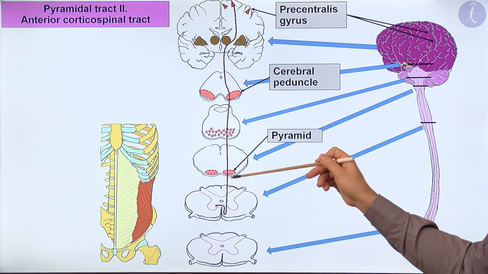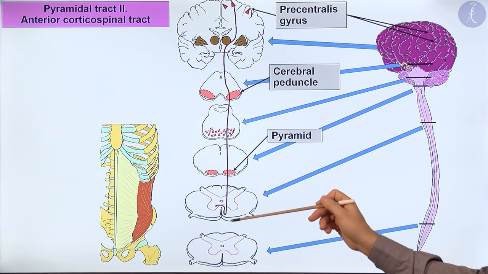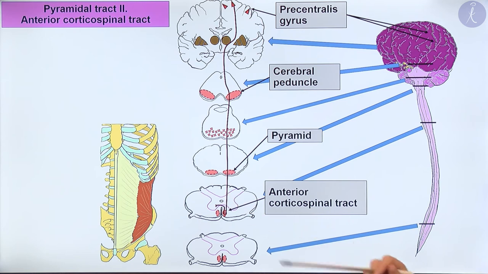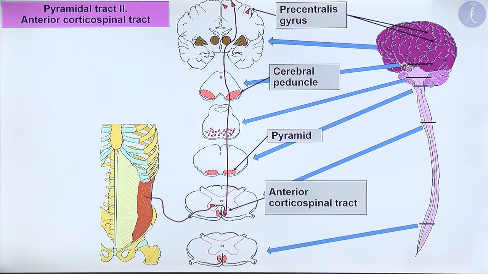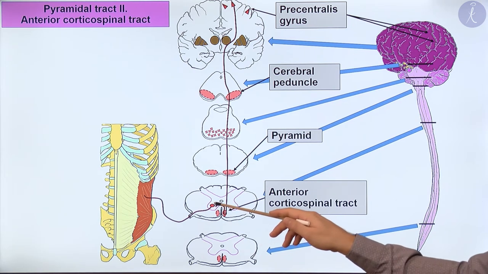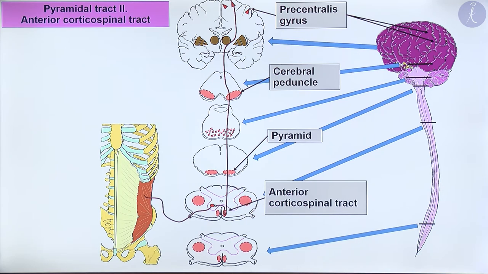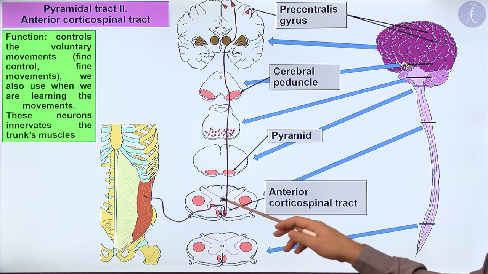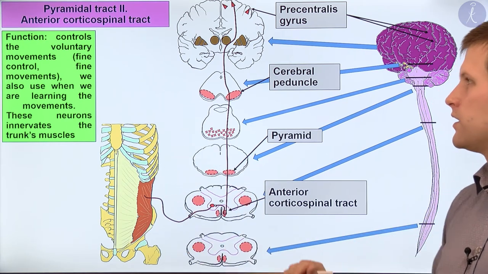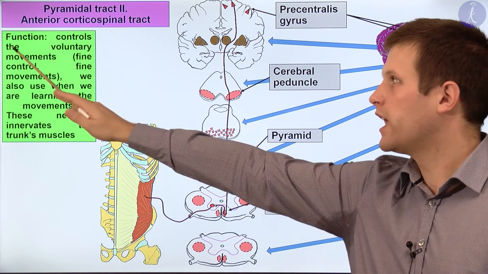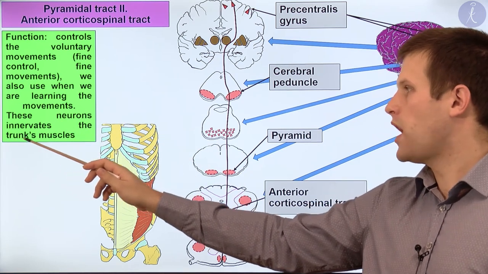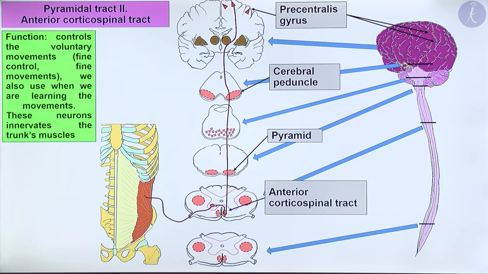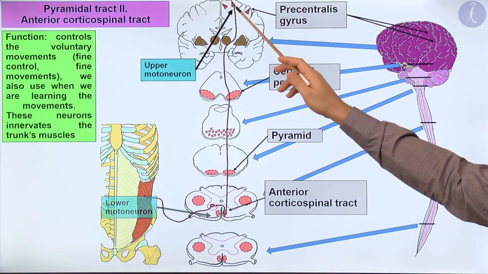Instead, it descends until the target neuron level, and there it crosses via the anterior white commissure and terminates its fibers on the lower motor neuron. These lower motor neurons are located especially at the thoracic level, in some lumbar segments, and innervate the axial muscles. The function of this tract is the same as the lateral corticospinal tract, but as we discussed, these neurons mainly innervate the trunk and axial muscles, such as the deep muscles of the back. Here we also find the upper motor neuron and the lower one.